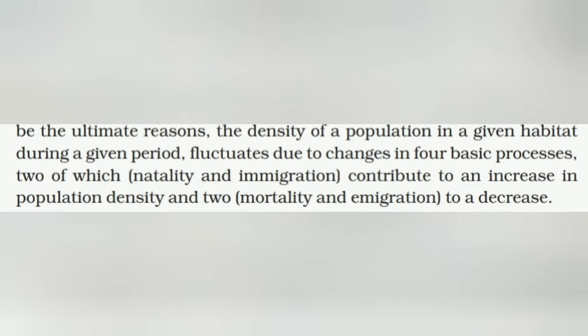Whatever might be the ultimate reason, the density of a population in a given habitat during a given period fluctuates due to changes in four basic processes, two of which, natality and immigration, contribute to an increase in population density, and two, mortality and emigration, lead to the decrease of the population density in that particular community. So, two are plus and two are minus.